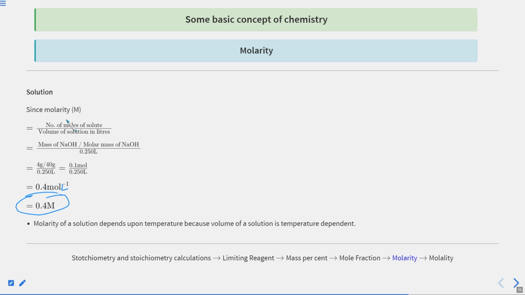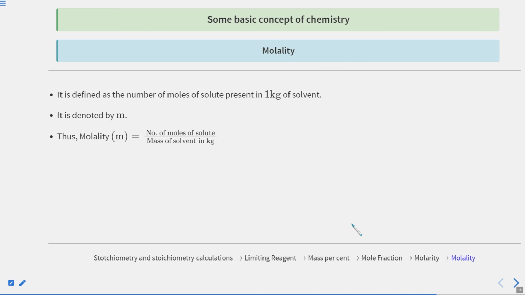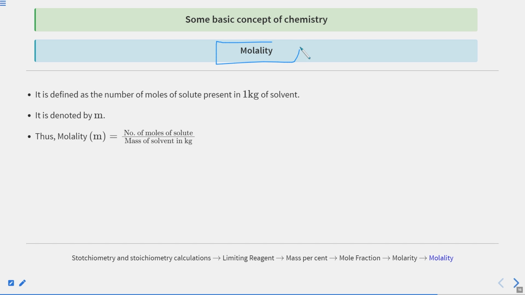You are putting the formula molarity is equal to number of moles of solute divided by volume of solution in liters. Then you can put all the values. Either you can convert volume of solution in liter or you can put it in milliliter with a 1000. You will get the answer 0.4 molar. Molarity of a solution depends upon temperature because volume of a solution is temperature dependent. But in case of molality, it doesn't depend on temperature.